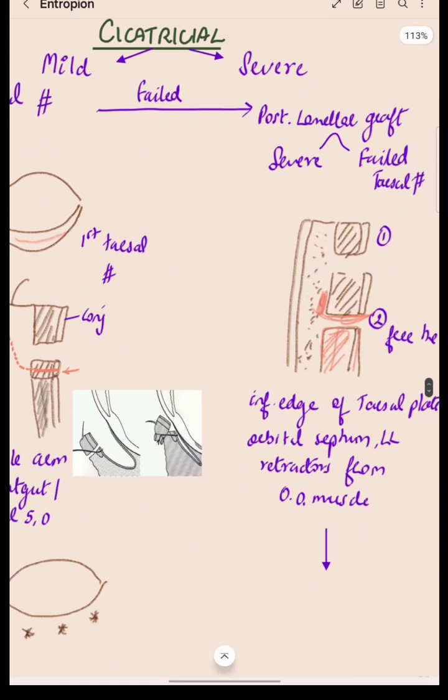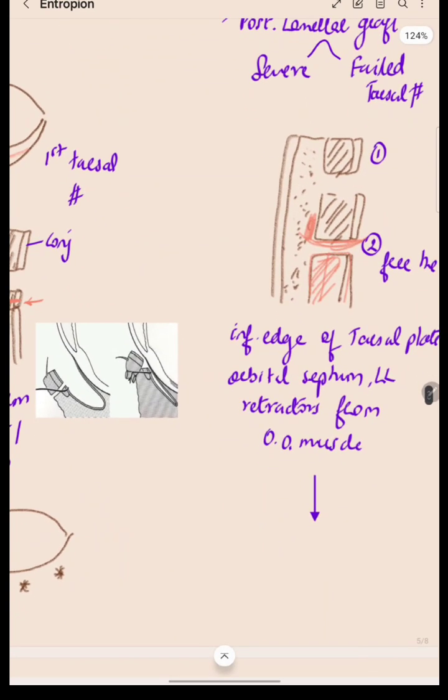Coming to the next one, if it is severe or the tarsal fracture procedure has failed, then we go for a posterior lamellar graft procedure. Here the transconjunctival incision is done to divide the tarsal plate, and then we free the inferior edge of the tarsal plate, orbital septum and lower lid retractors. These are freed from the orbicularis oculi muscle.